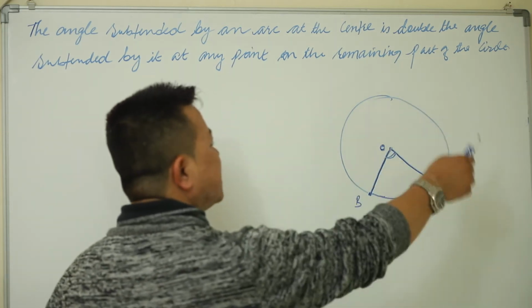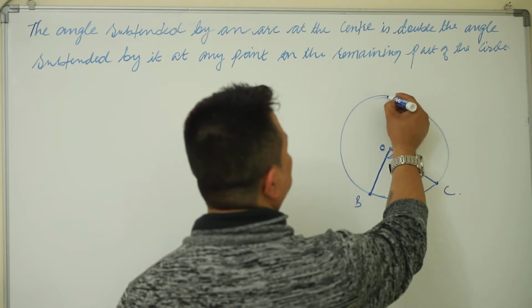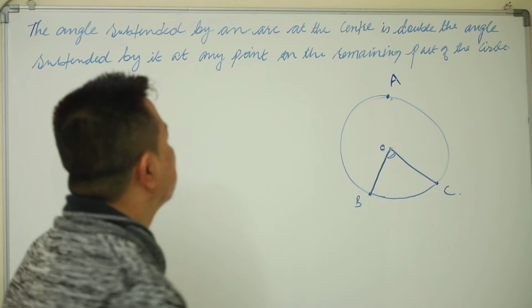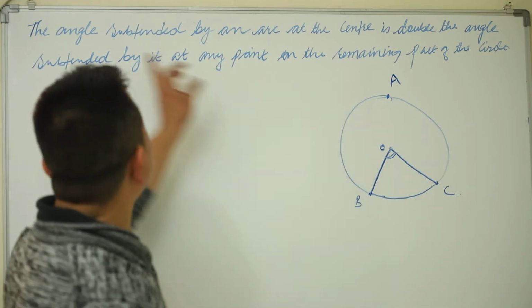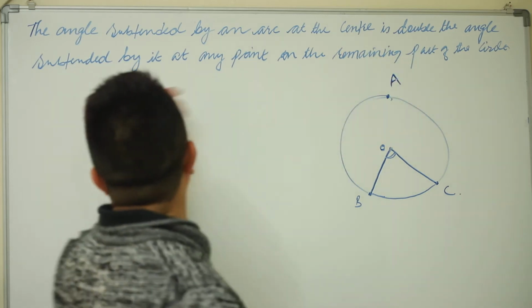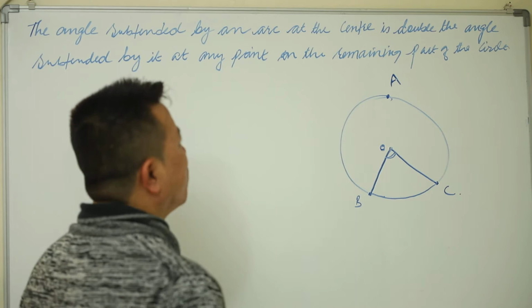So on this circumference, take any point. For example, we take a point here. You name it as A. So what do you have to prove? That the angle subtended by an arc at the center is double the angle subtended by it at any point on the remaining part of the circle.